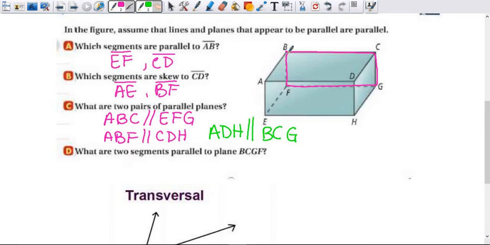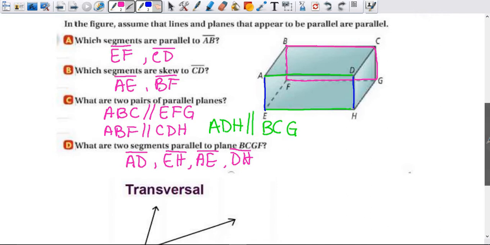I could use AD would be parallel because it's not going to touch that plane. I could talk about EH. I could actually also talk about AE and DH. So I've got EH, AE, and DH. Those would all be parallel to that plane because they will not touch the plane and never intersect with it, even though all of those 4 are not parallel with each other.